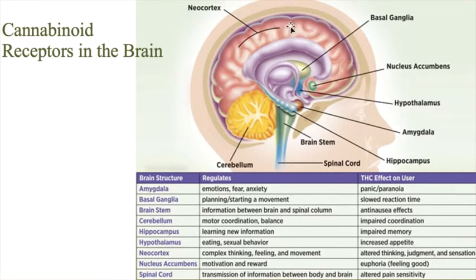The neocortex, which we talk about as the prefrontal cortex, is going to be altered thinking, judgment, and sensation. This is why people who are high do dumb stuff sometimes. And the nucleus accumbens is going to have to do with reward. So endocannabinoids do have a function in modulating reward, which we're going to talk about next class. We can talk a little bit more, and some people experience euphoria when using THC.